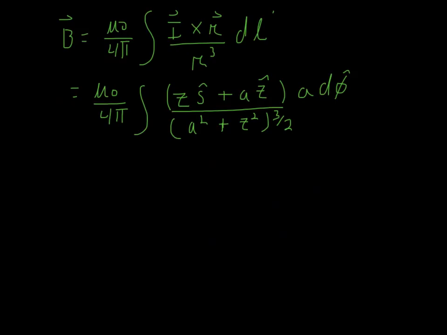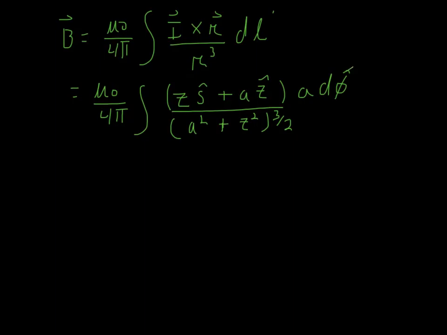Alright, let's clear another page to clean this up a little bit. Plugging in everything from the other screen, this is what I'm left with. I have now z s hat plus a z hat on the top. My dl, remember I'm integrating around this ring, and so it's going to have a constant radius a integrated over phi. And there's a hat there. That shouldn't be there. Let's just cross that out. That should have been a prime. Let's just make that a prime. There we go. Let's just pretend that's a big prime there.